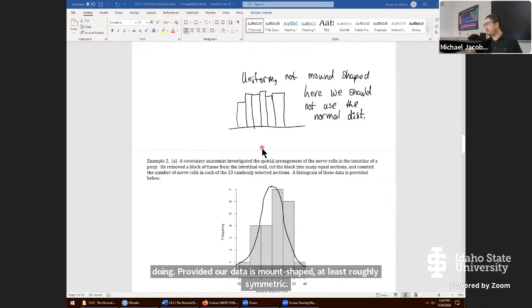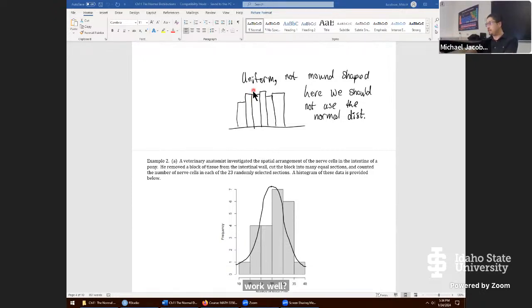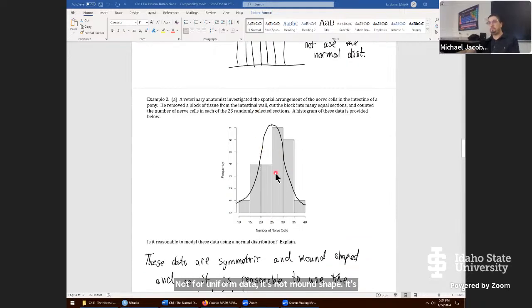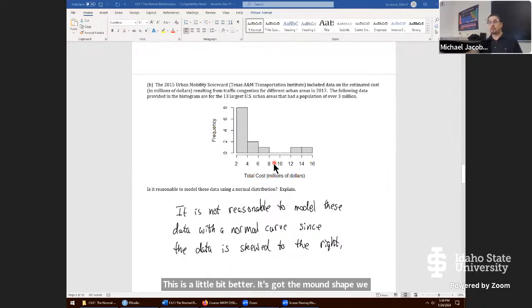Next, we took a look at when the model might actually work well. Not for uniform data, it's not mound-shaped. It's symmetric, but that's not good enough for us. This is a little bit better. It's got the mound shape we like. It has the symmetry. But once you get to these, this is not good at all.